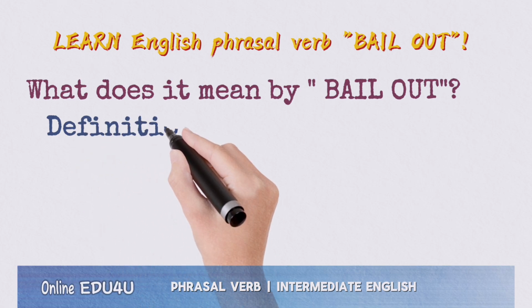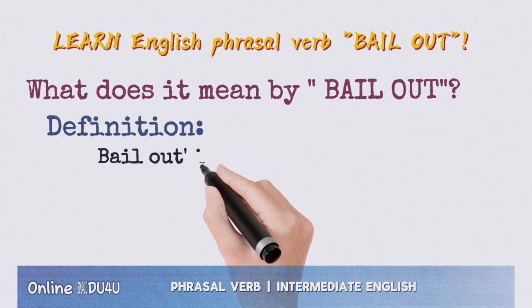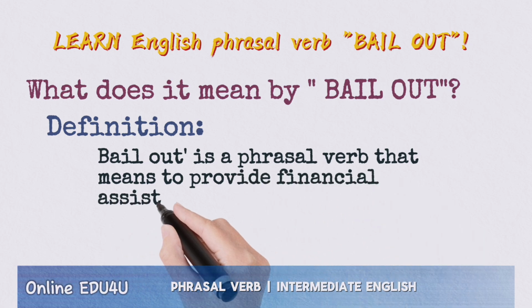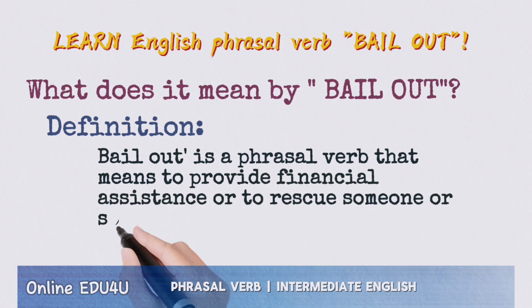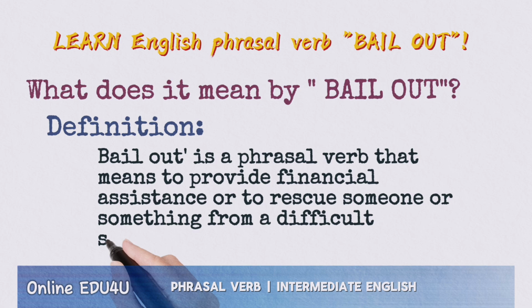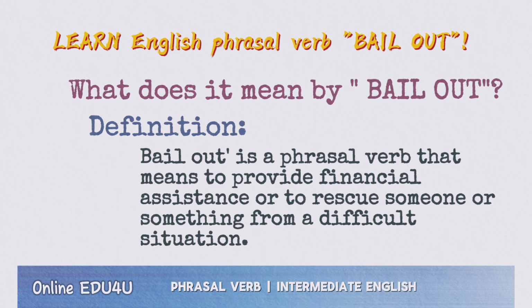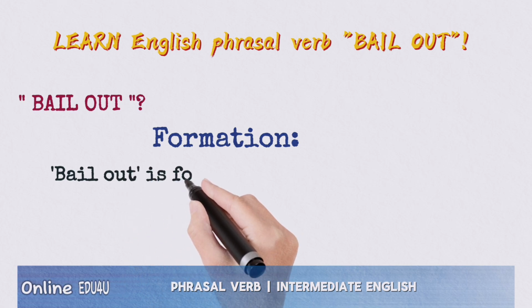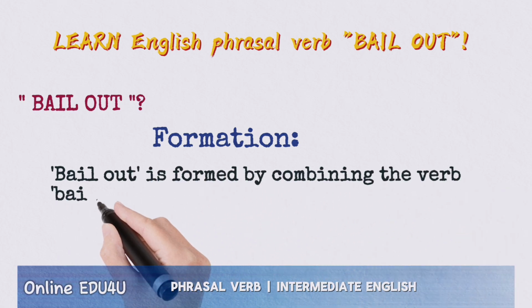Let's start with its definition. Bail out is a phrasal verb that means to provide financial assistance or to rescue someone or something from a difficult situation. Bail out is formed by combining the verb bail with the preposition out.